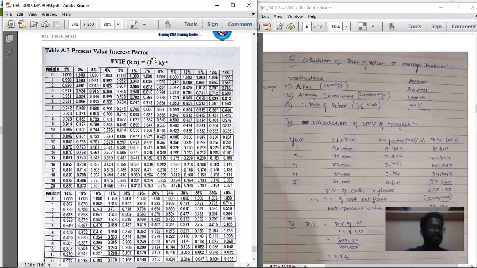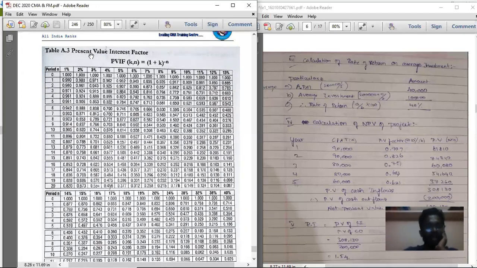and they'll give the present value interest factor, or else they'll give directly the present value factors also. That is, for 1%, for first year it is 0.990. Below the question itself, they'll give the factor values. So how to calculate present values? Now 10% we have taken.